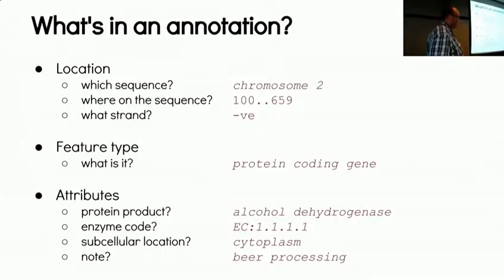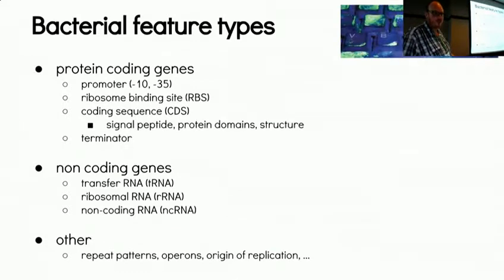Subcellular location might be something like where the protein lives in the cell. In this case, it's the cytoplasm. It can be notes. It can be anything. If you ever look at an annotated GenBank file, you'll see all sorts of attributes that could be annotated. So I'll just go through some of the common bacterial ones.